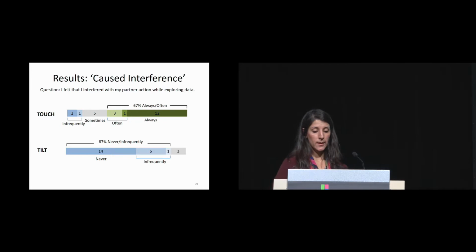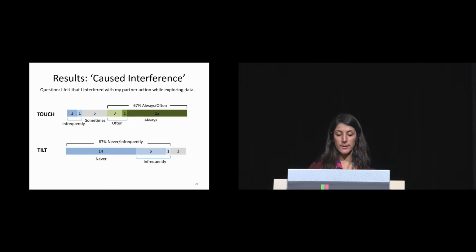We also examined the amount of disruption that was caused by touch and tilt and found significant differences here as well. In touch, 67% of our participants reported causing interference with their partner's actions, always or often. In tilt, however, 87% of people said that they never or infrequently interfered with their partner's actions.